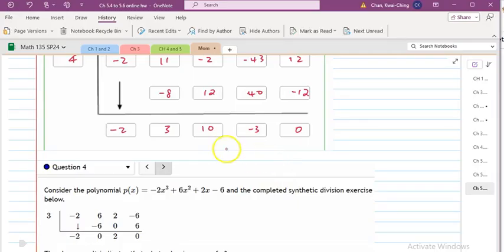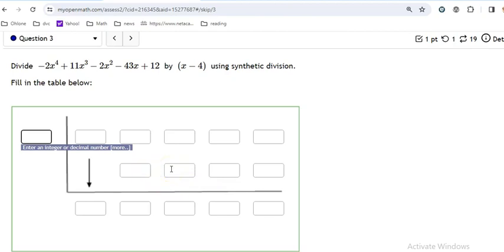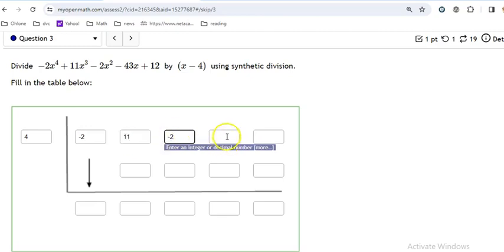So I think we just need to do it. Negative 2, 3, 10, negative 3, 0. Oh, maybe I'll just do it one more time so you can see. 4, negative 2, 11, negative 2, negative 43, 12.